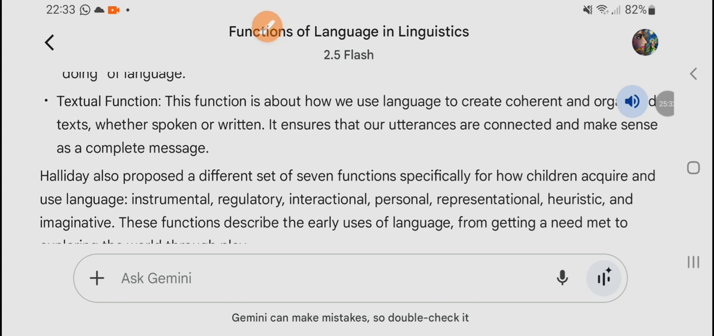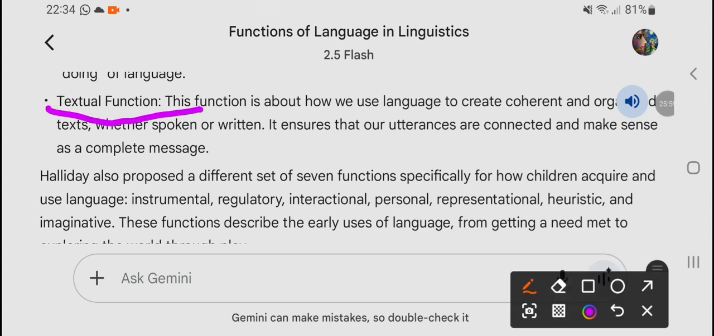Whether spoken or written, it should be very clear and orderly. It ensures that our utterances are connected and make sense as a complete message. So our utterances must be very clear and coherent in an ordered way, and clear facts and figures must be there in a systematic and organized way. That comes under which function? Textual function. Here it has more to do with text, right? Text means very formal, and being very aware and alert when we use the sentence.